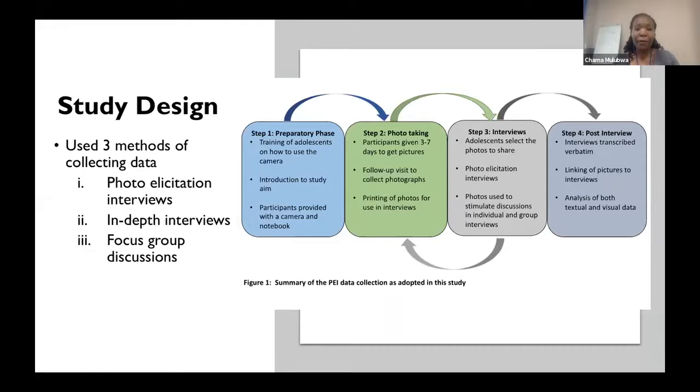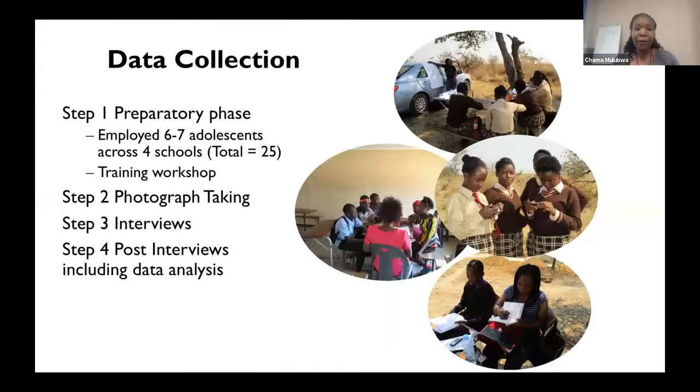We first started with what we call the preparatory phase. In this one, we first identified the 4 schools where we wanted to work. We wanted schools that could offer us diversity of views from the adolescents. That meant schools that were closer to town, as well as schools that were very far from town. In each of the schools, we selected 6 to 7 adolescents, which gave us a total of 25 adolescents across all the schools. Then we trained them on how to use photographs.